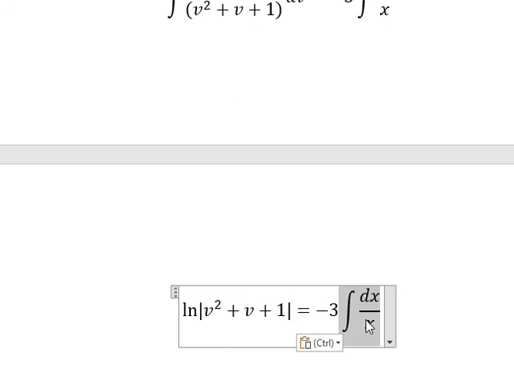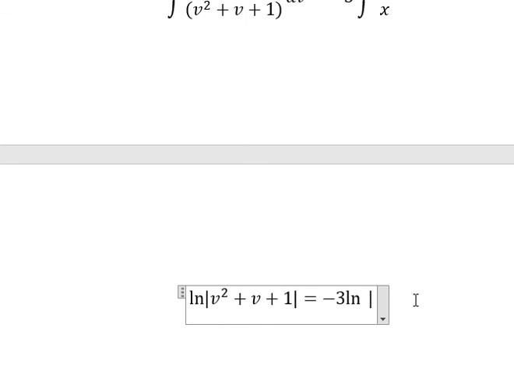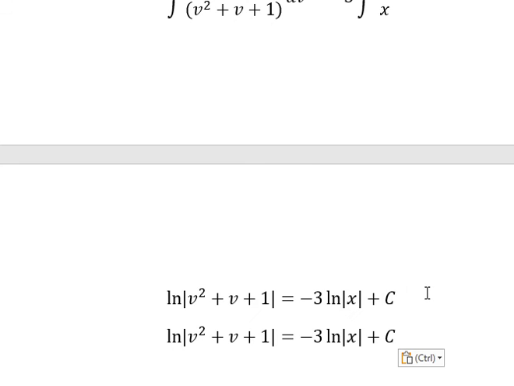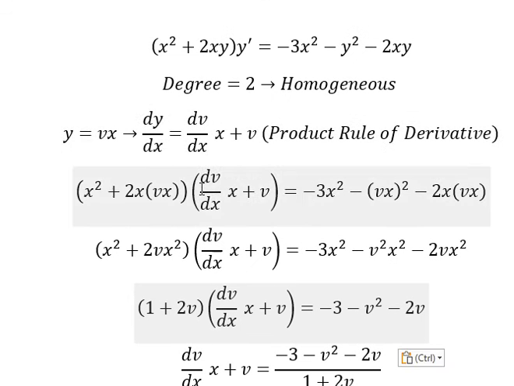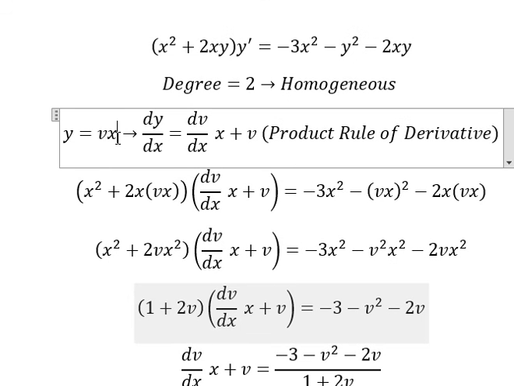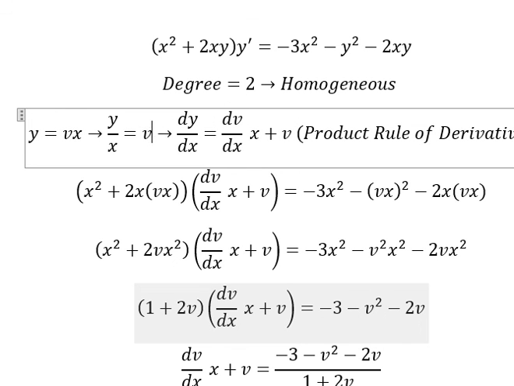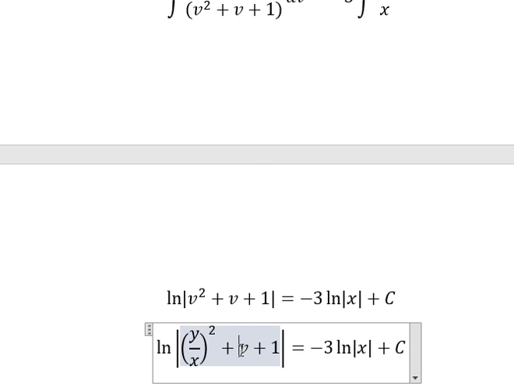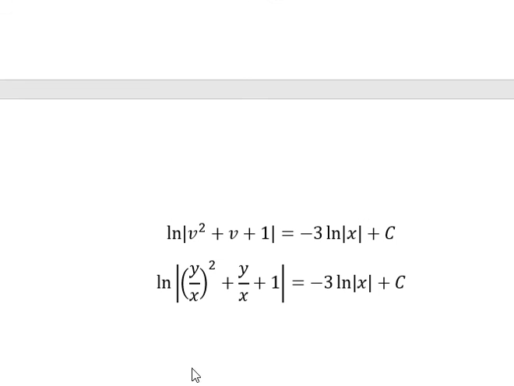The integration of this one, that is ln of the absolute value of x, and I will put c. About v, that is this one. So we need to divide both sides by x. So we need to change v into y over x. And this is the final answer. This is the end.